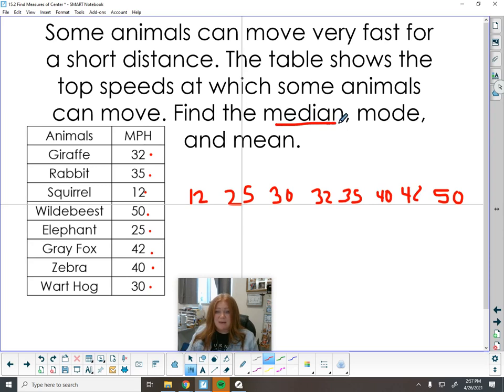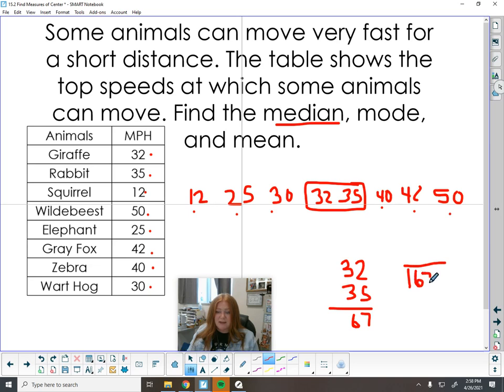So our median, we find the middle. So this one matches this. Match, match. So we need to find the middle of 32 and 35. So we add those together is 67. And I know it's going to have a decimal since I'm dividing by 2 and 2 can't go into 7. So that goes in there 3 times. Perfect. 3 times, 1 left over. So 33.5 is the middle of my numbers.